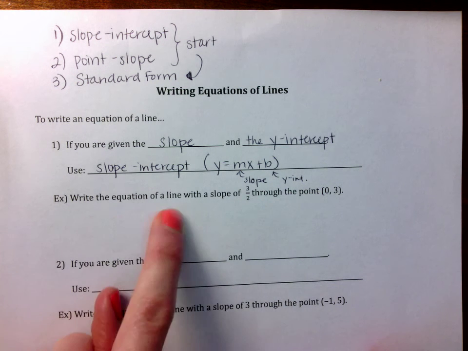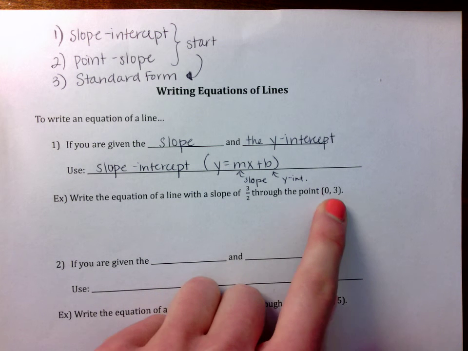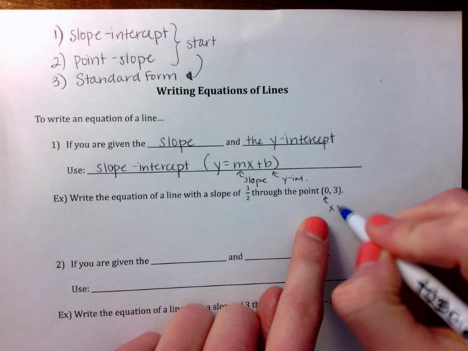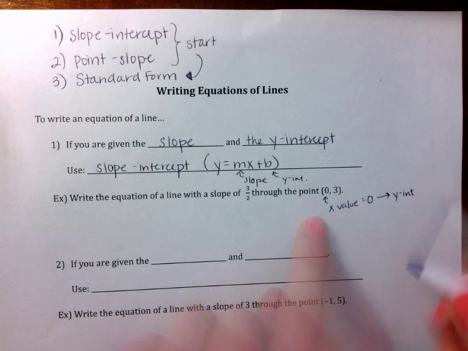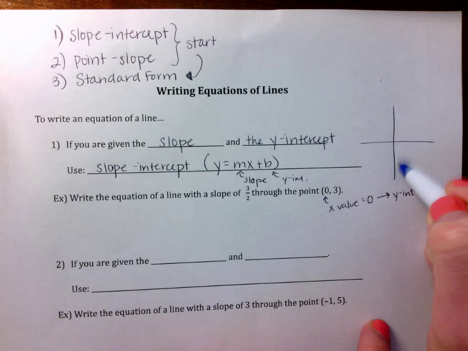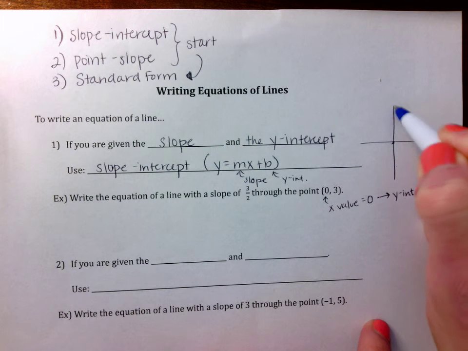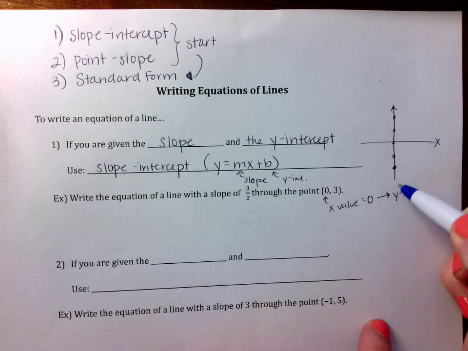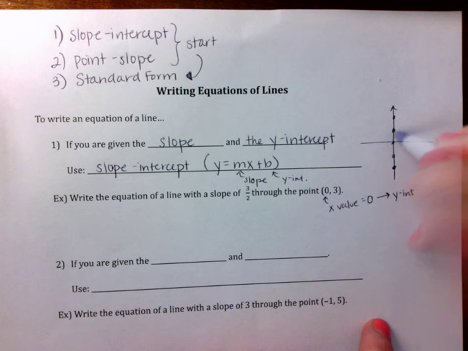Write the equation of a line with a slope of 3/2 through the point (0, 3). Now you may be saying, wait, they didn't tell me it was a y-intercept. But if you see a point and the x value is 0, then you know that's the y-intercept, because on the coordinate graph, if the x value is 0, then you know you're somewhere on the y-axis. So any point that you pick on the y-axis has an x-coordinate of 0. So in this case, we have (0, 3), so that's up here somewhere.